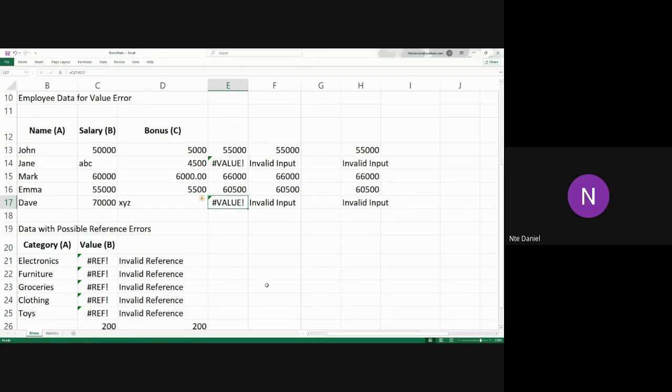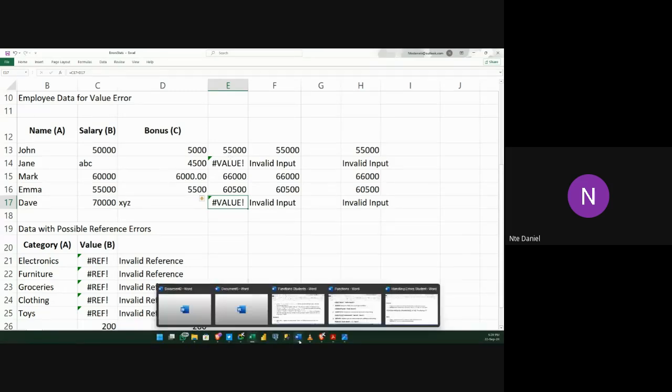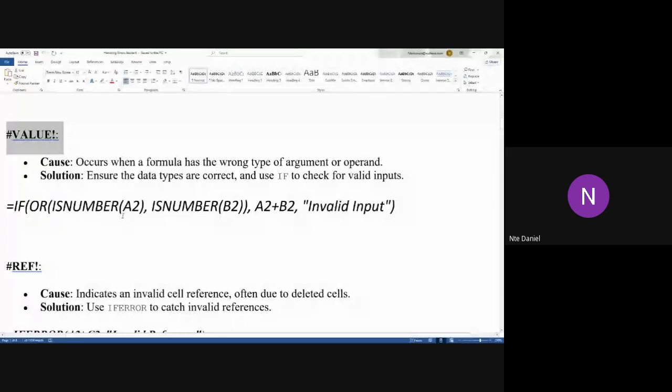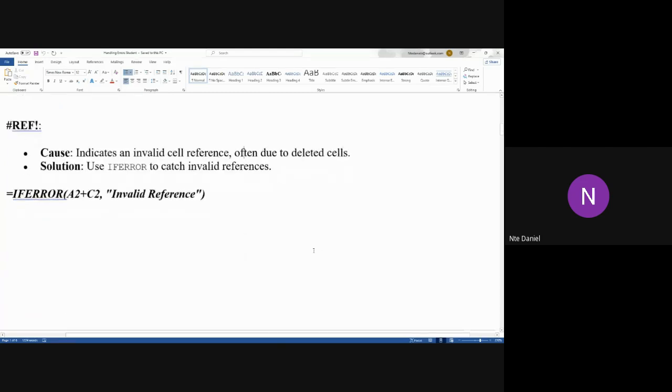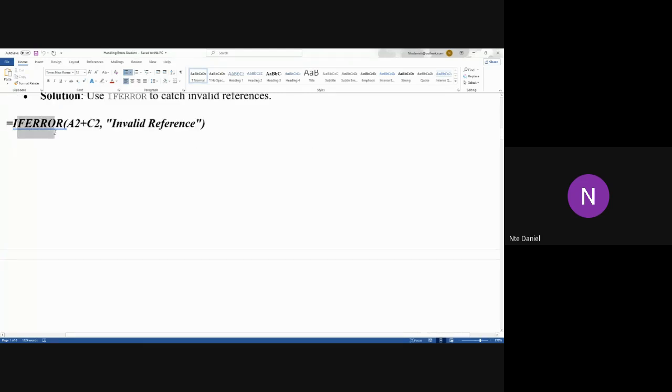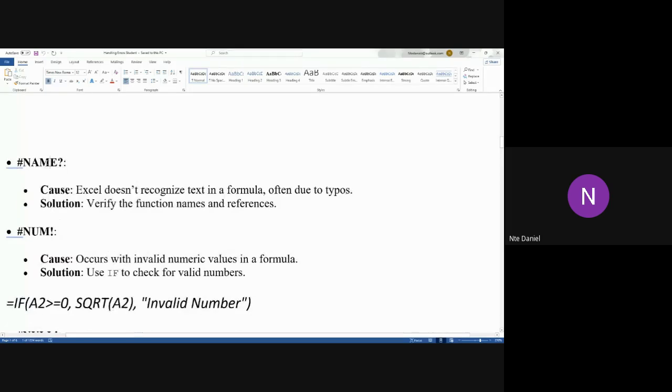So I'm going to work with one more. I'm going to send these notes. You guys should read up on them. We'll have the REF error, which indicates an invalid cell reference, often due to deleted cells. Again, IFERROR. We'll have the NAME error. The NAME error we get here, what's the cause? Excel does not recognize text in a formula, often due to a typo. What is the solution? Verify the function names and references.